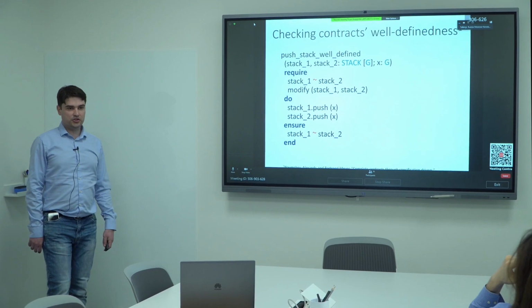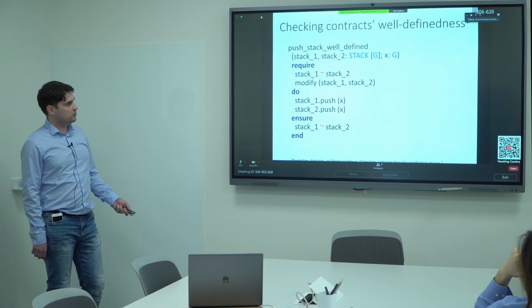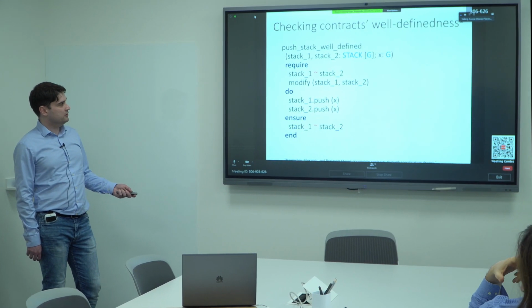Okay, so in this case the prover will reject this malicious implementation, but the question is, how do we detect such contracts? How do we detect such not well-defined contracts? And the answer comes from math.